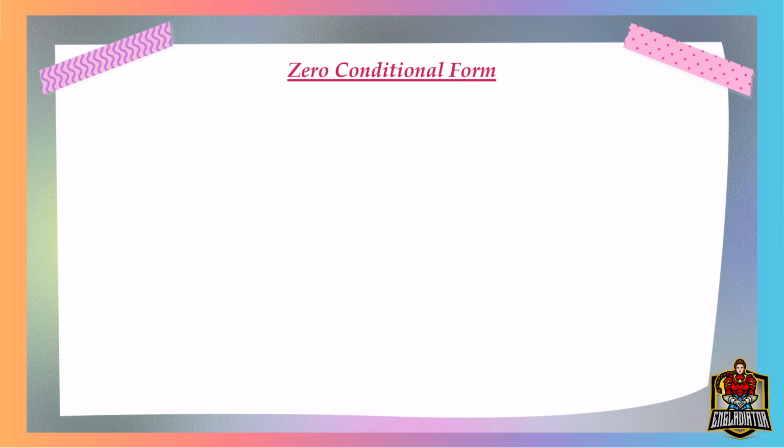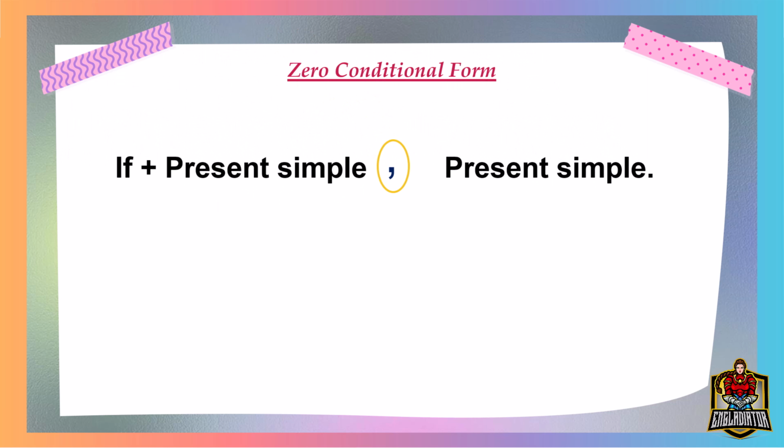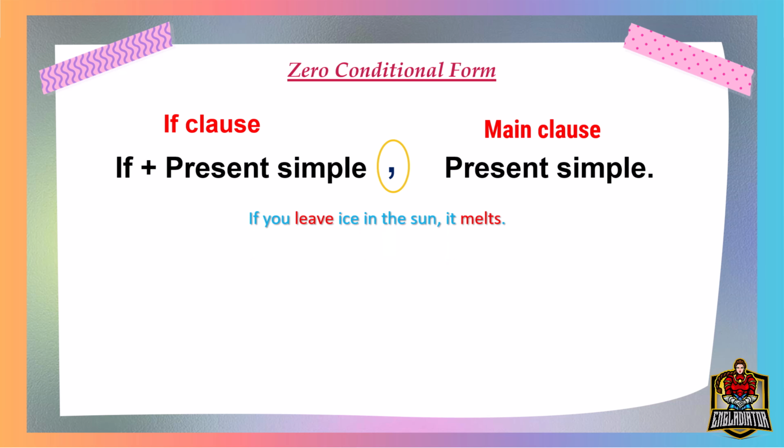How can we form a zero conditional? We have to start the sentence with the if conjunction, followed by the present simple tense verb. We have to separate between the two sentences using the comma, and then put the second verb in the present simple tense also. The first part of the sentence that includes the if conjunction is called if clause, and the second part is called main clause. Remember, if we started with the if conjunction, don't ever forget to add the comma in the middle.